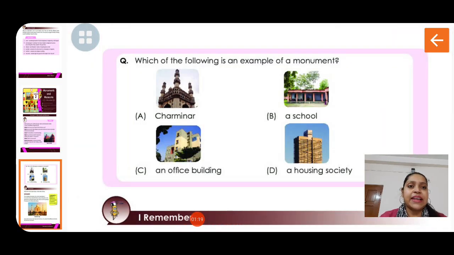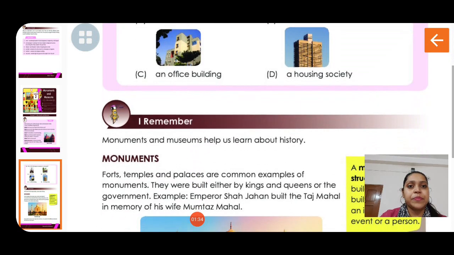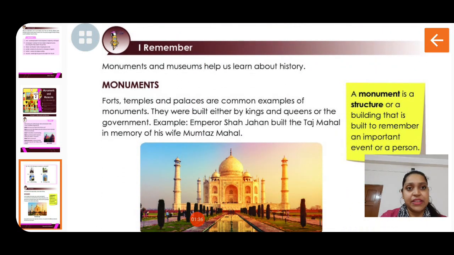Then children, in second page we come to know the 4 pictures of buildings are given, and we have to guess which is an example of a monument. Okay children, and which was the example of the monument? It was number A, Charminar. You remember, we have discussed it.